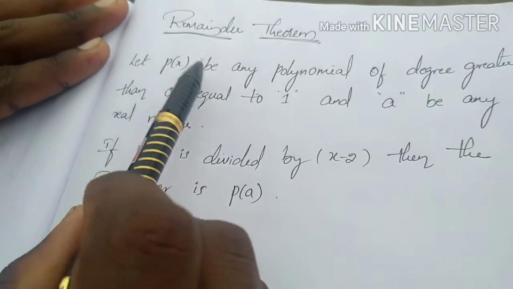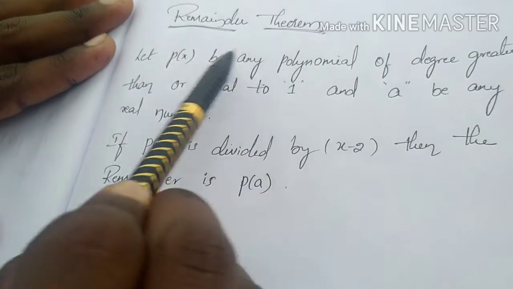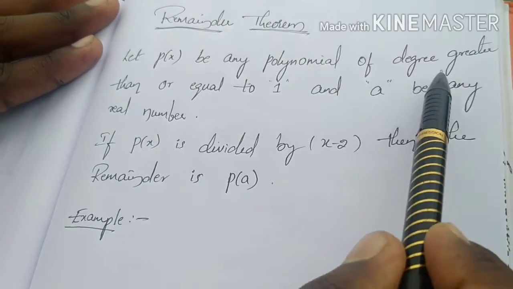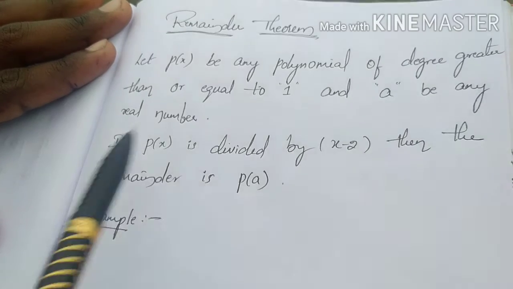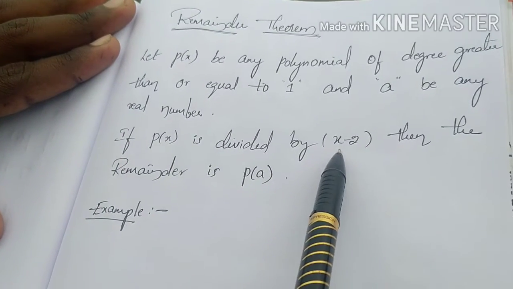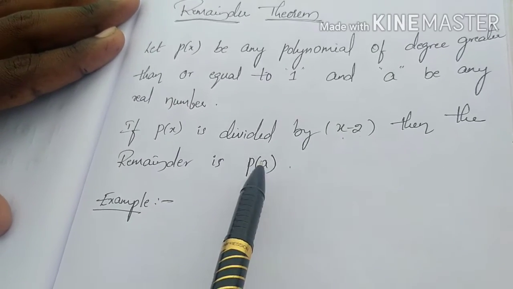Hello everyone. Today we are going to learn a new topic called remainder theorem. According to this theorem, the definition is: let p of x be any polynomial of degree greater than or equal to 1 and a be any real number. When that polynomial is divided by a linear polynomial x minus a, then the remainder is p of a.